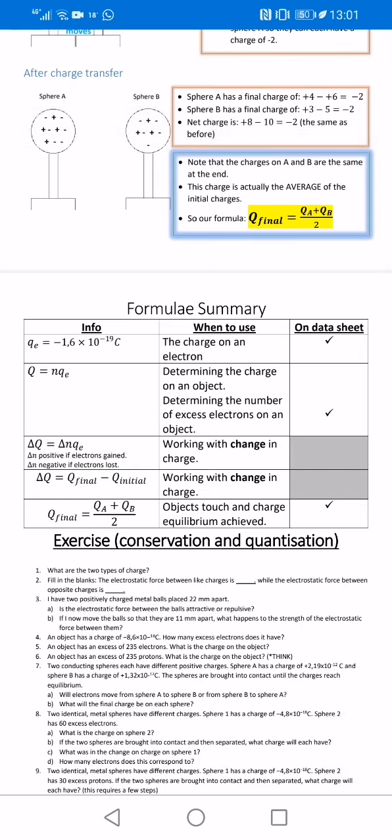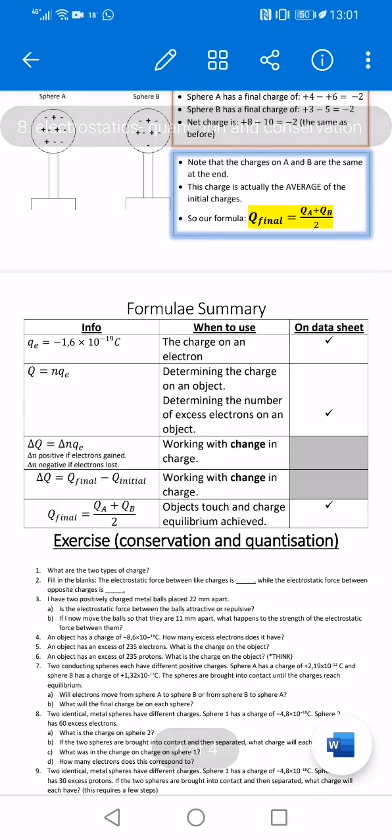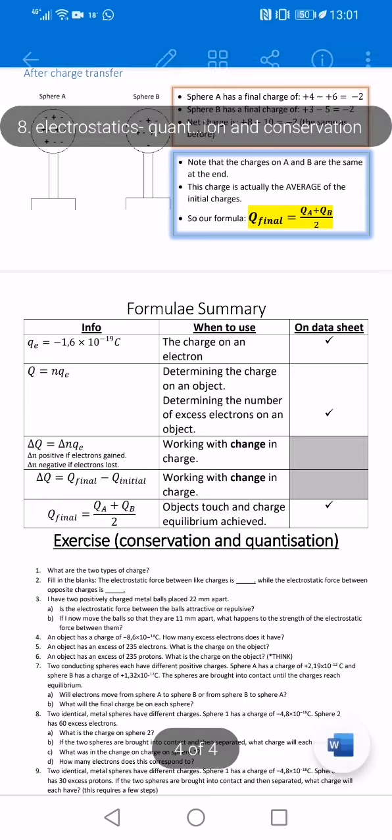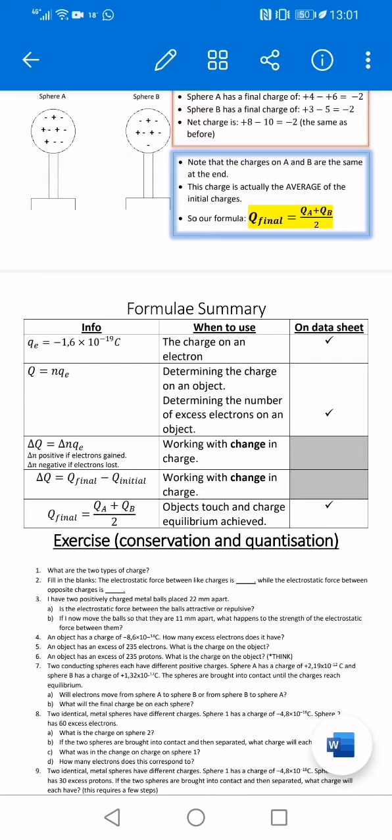So change in charge is change in number of electrons times charge on an electron, remembering that delta n is positive if electrons are gained and negative if electrons are lost. And the change in charge is the final minus the initial charge, also not on your formula sheet. And then our last one, the conservation of charge. When objects touch and charge equilibrium is achieved is when you use this one. So when you've got two spheres that touch and there's a transfer of electrons.